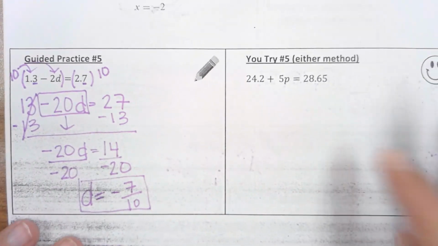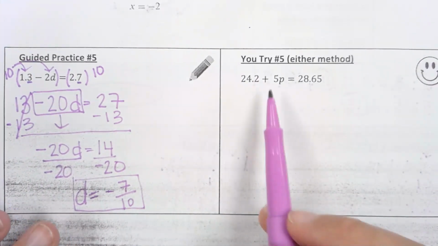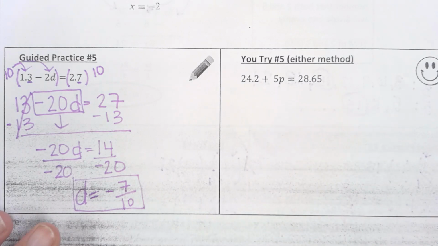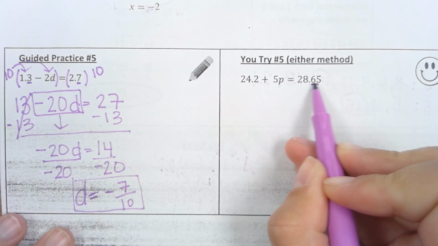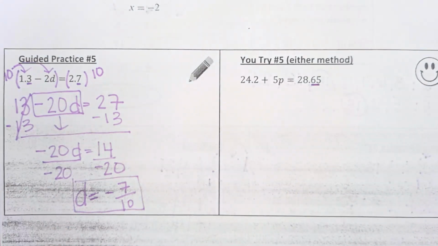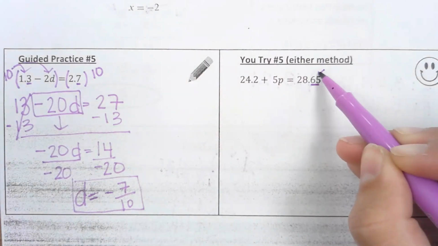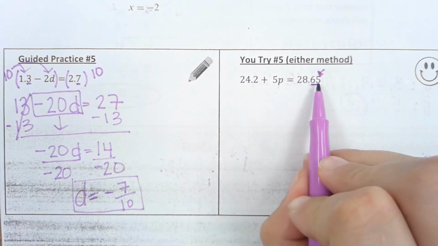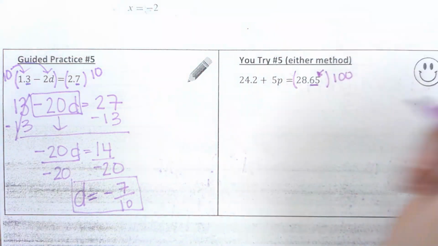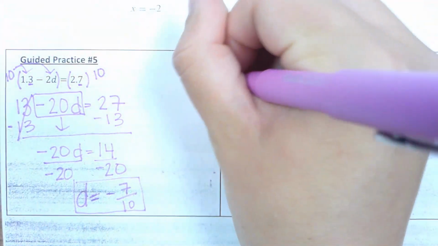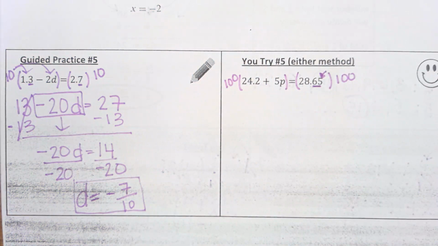Alright, so let's try one more, then I'll have you guys try a couple. So again, first step, if you want to get rid of the decimals, is to look for the decimal with the most digits. And the one with the most digits is over here with that 28.65. And you have to look at what place value that last number is in, and notice how it's in the hundredths place. So since it's in the hundredths place, that is what you should multiply by on both sides. Okay, and now you just simplify.